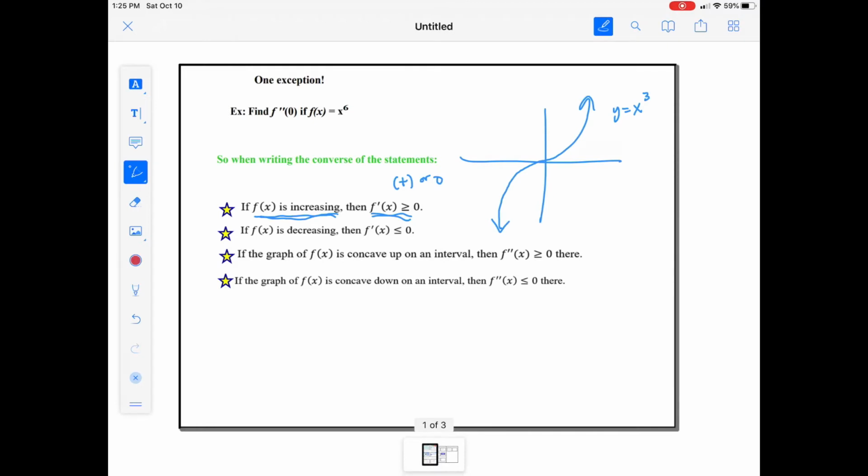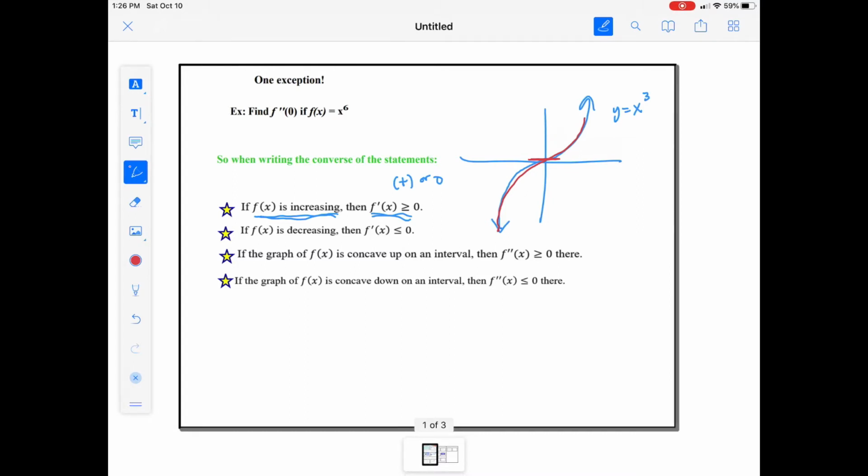And the one thing that is kind of neat is that the derivative at 0 of x cubed is 0. The derivative is 0. I have a horizontal tangent right there. So even though my function is increasing, my first derivative is going to be greater than or equal to 0. First derivative is going to be positive or 0. And then the others also, so we're working with the converse, but then we're saying it could also be 0. So if it's a decreasing function, then my first derivative is either negative or it's 0.